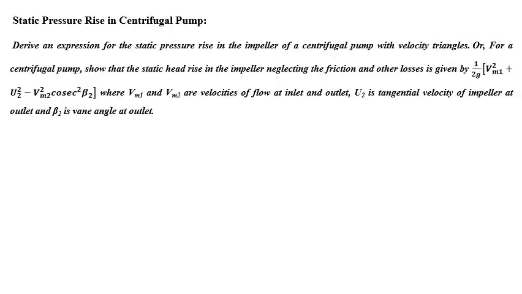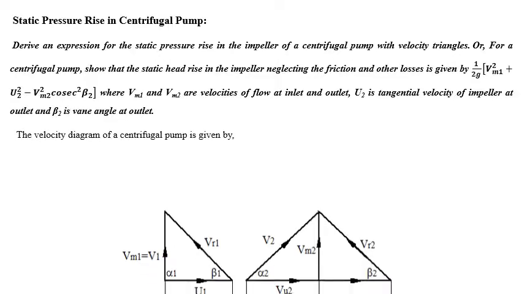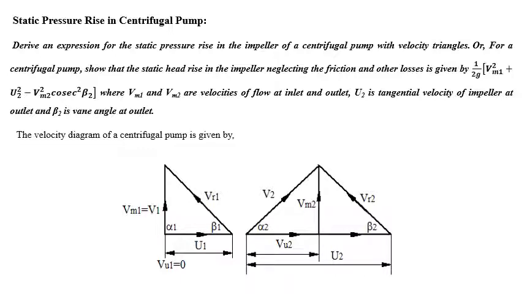Here Vm1 and Vm2 are the velocities of flow at inlet and outlet, u2 is the tangential velocity of the impeller at outlet, and beta 2 is the vane angle at outlet. The velocity diagram for a centrifugal pump is given here, where 1 indicates the velocity triangle at inlet and 2 represents the exit velocity triangle.